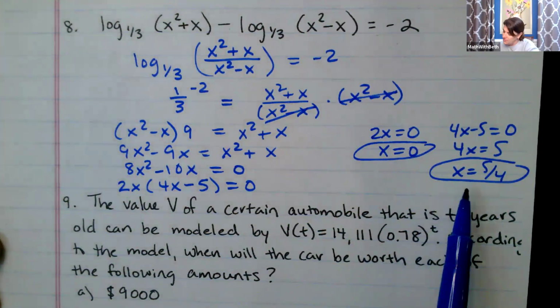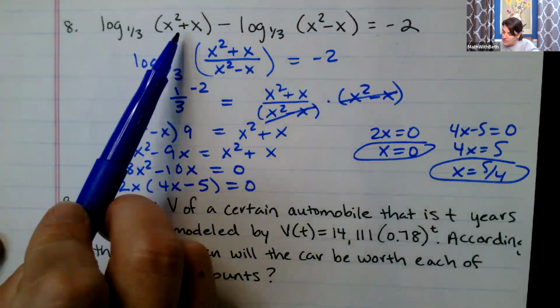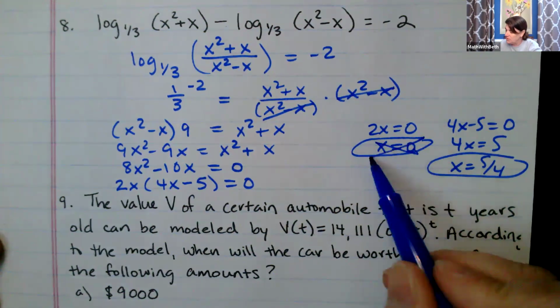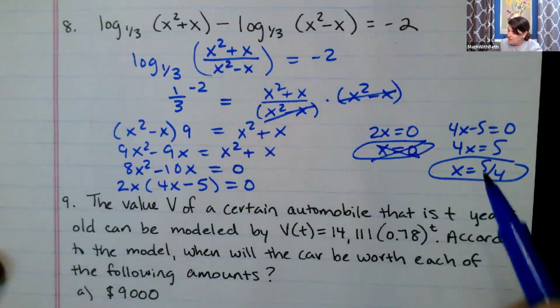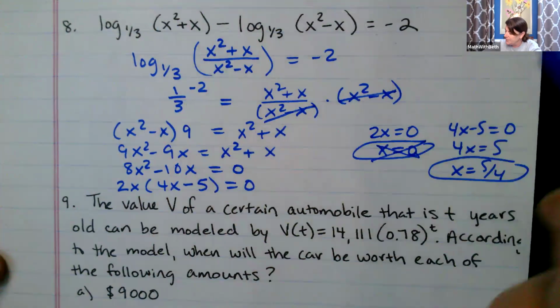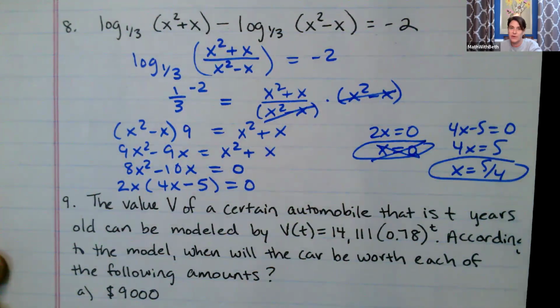These are my two answers. If I plug them in though, 0 squared plus 0 is 0, and we never want this to be 0 or negative. So I actually don't like that answer. But 5/4 squared plus 5/4 would be fine. 5/4 squared minus 5/4 would be fine. So that's my only answer. So again, it's going to be the algebra that's probably going to be the trickiest part.